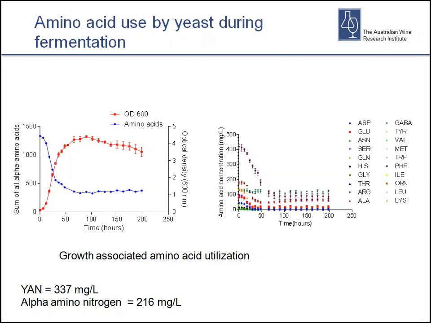Also, in an environment with moderate nitrogen concentration, in this case the YAN was 330 mg per litre, not all the available nitrogen is used, so there is some residual nitrogen in the form of amino acids. In the graph on the right, we can see that there are both different concentrations of the different amino acids, but also there are different preferences for different amino acids. And it's on top of this residual amino acid pool that nitrogen is often added in the form of nutrient additives.